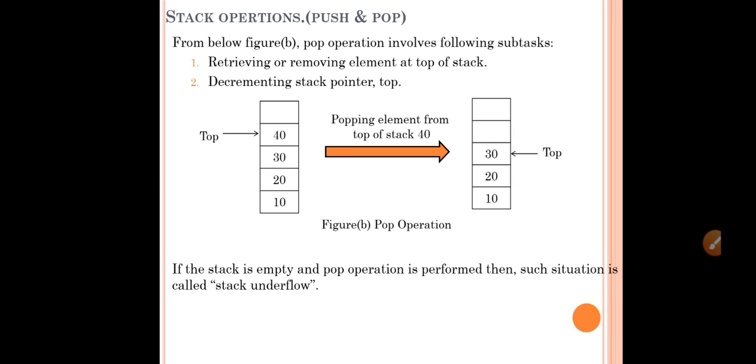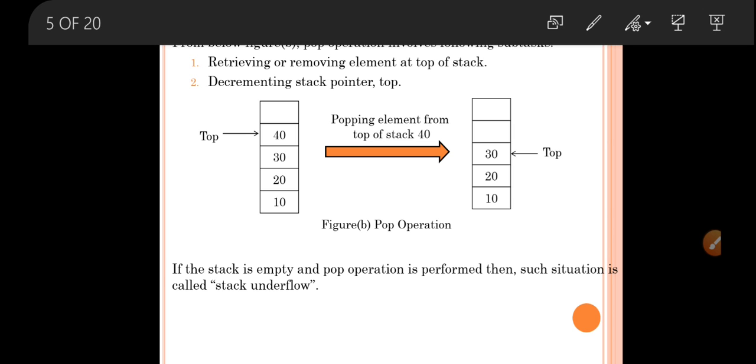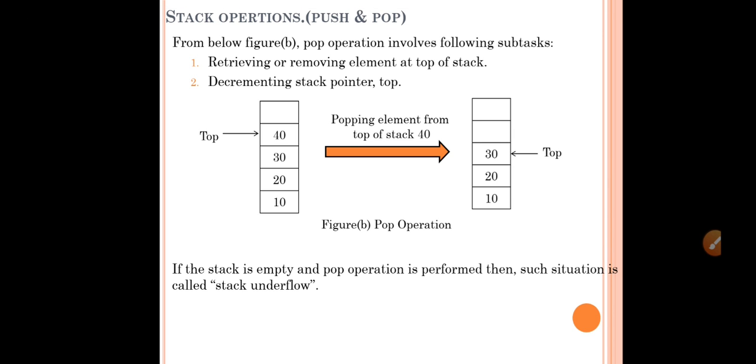The stack now contains only 3 elements, 10, 20 and 30, as shown in the above figure. If the stack is empty and a pop operation is performed, then the situation is called a stack underflow. If the stack does not contain any elements, then a stack underflow situation occurs.